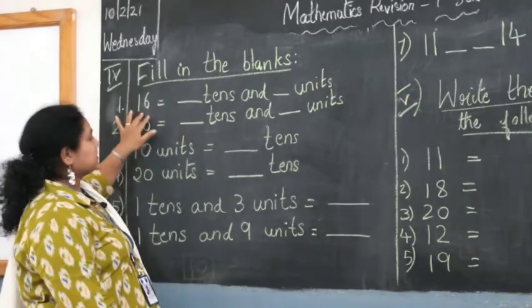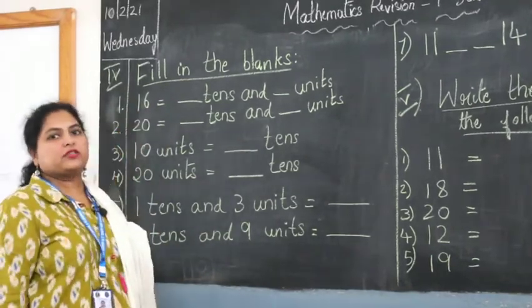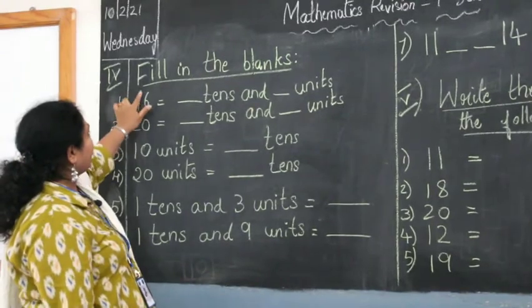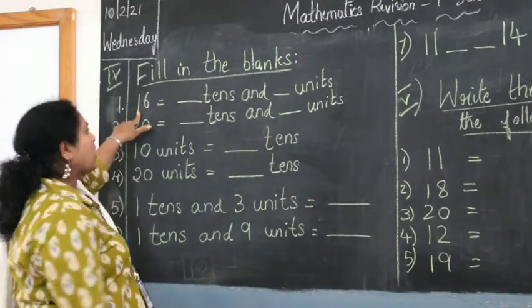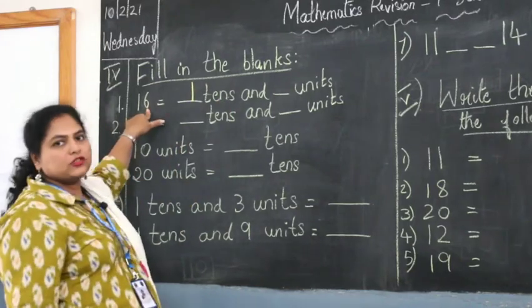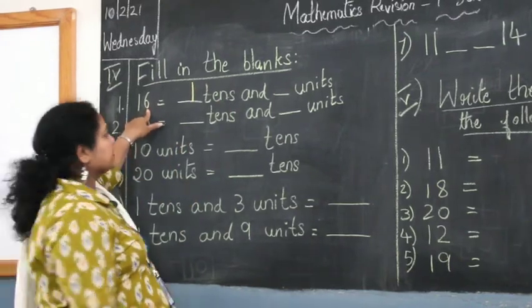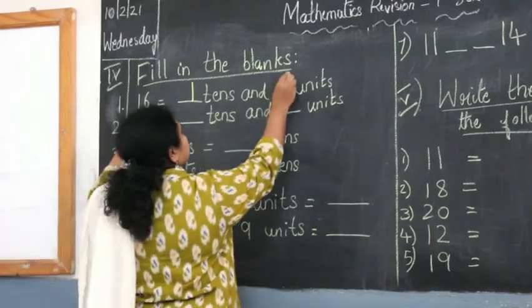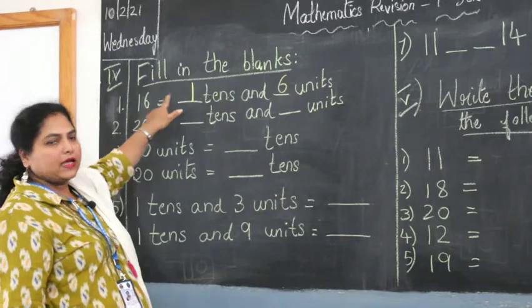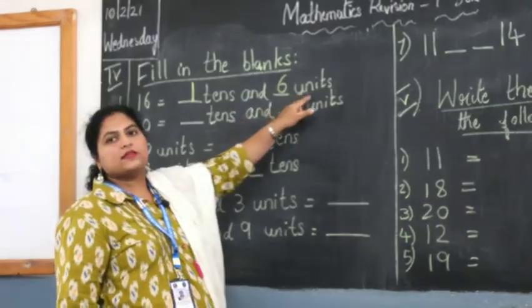Now the number 16, how many tens do we have, children? See the tens column, we have 1. So we'll write 1 ten. And how many units do we have? 6 units. So 1 ten and 6 units. In this number, 16 has 1 ten and 6 units.